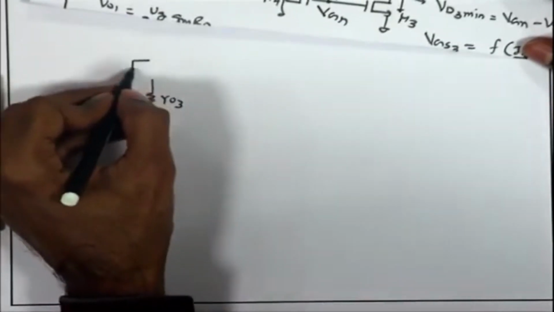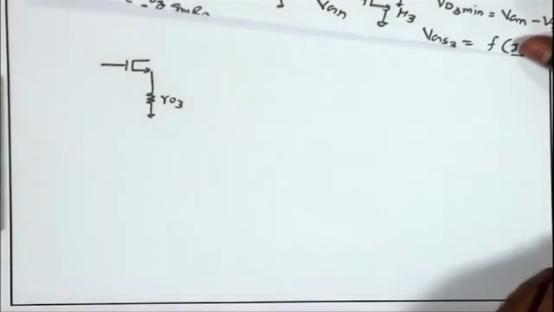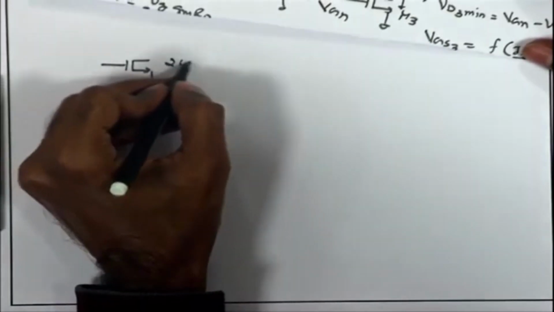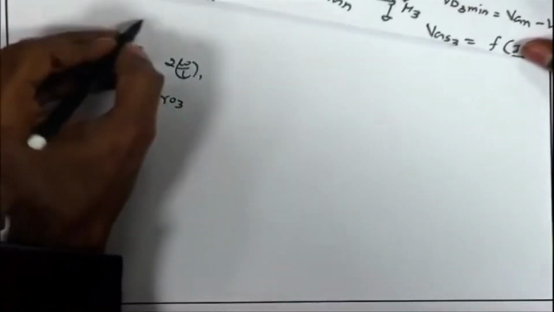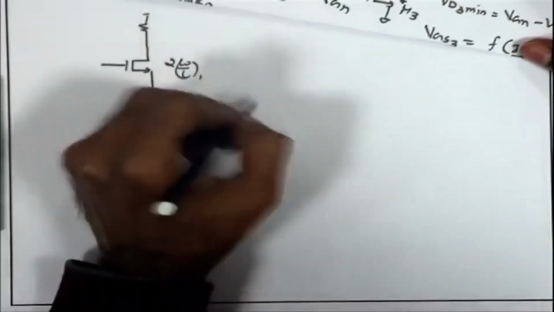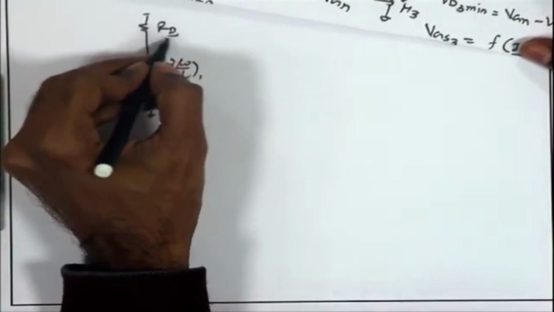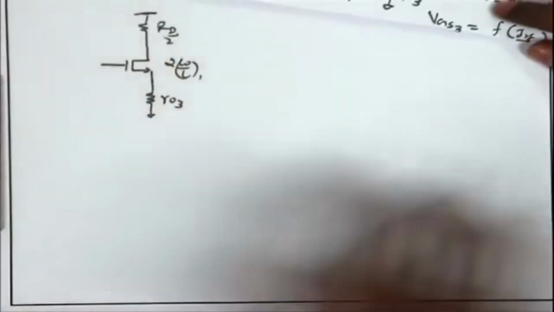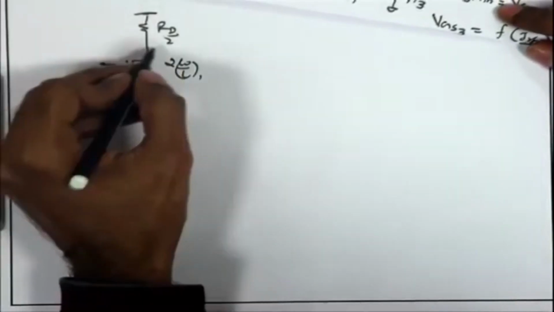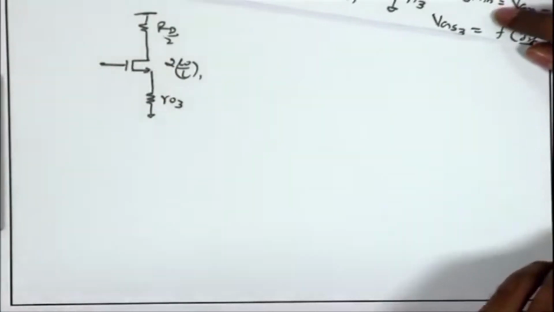I am tying the two transistors M1 and M2 together. So, this becomes 2 times W by L of the individual M1 and M2. I am also tying the two RDs together. So, this becomes RD by 2, and therefore, this is my common mode half circuit. I just tied the two transistors together.